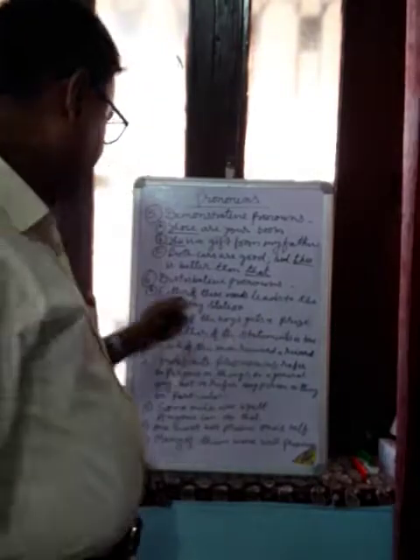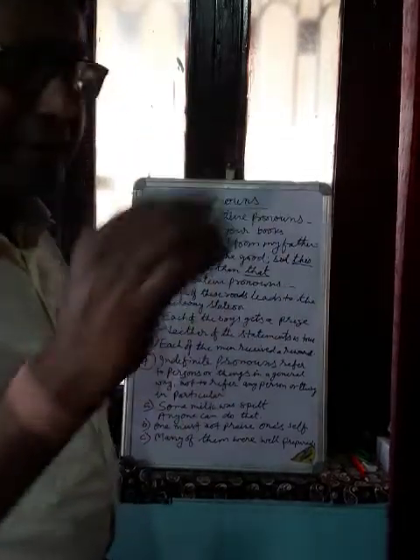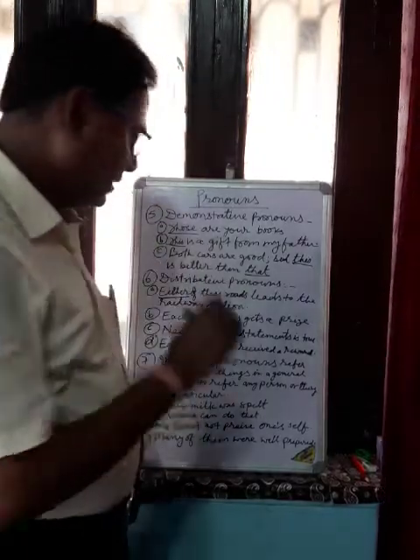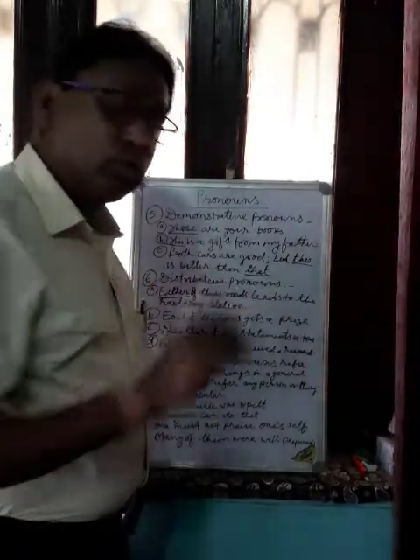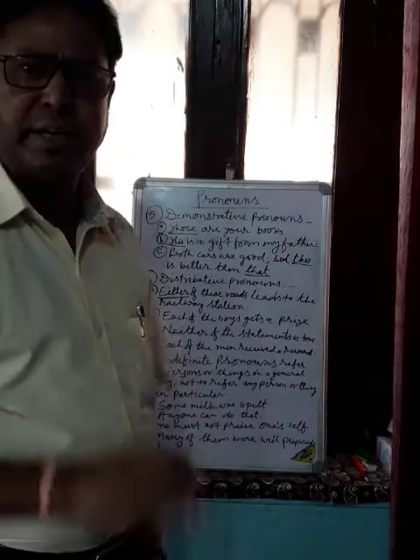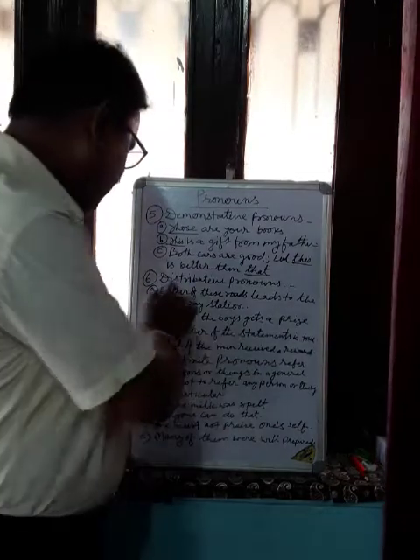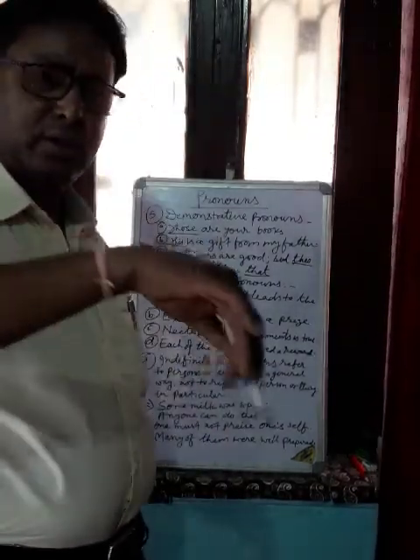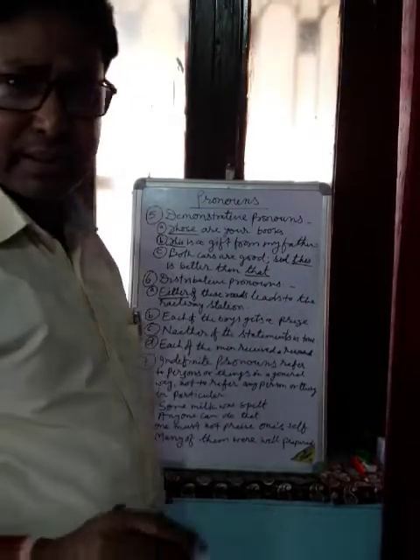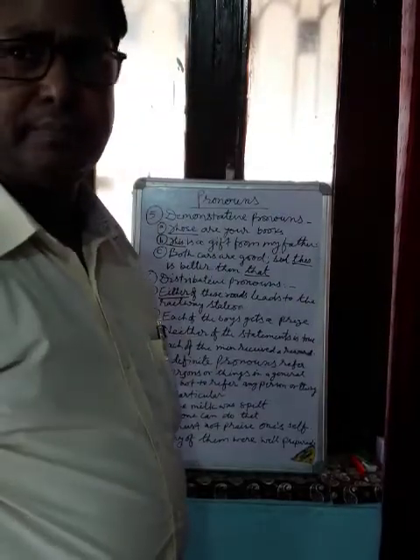You see here the example: either of these roads leads to the railway station. Here, the word either in this sentence is a distributive pronoun. Either of these roads means there are many roads, and any one road you take leads to the railway station. So it is referring to one. Roads are many to go to the railway station, but any one that you take leads to the railway station.